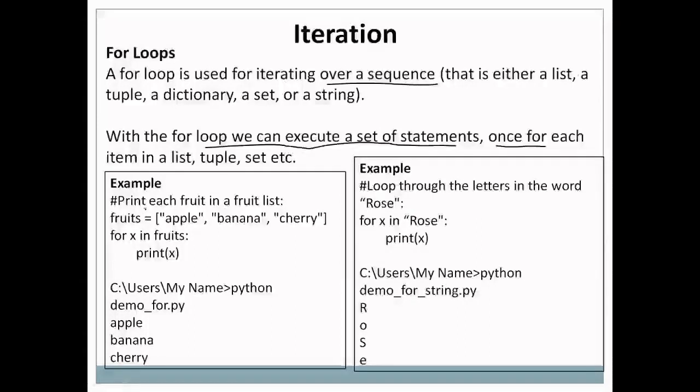Now look at this example. In the first example, we have a variable, fruits, or you can say an object fruits, equal to, in square brackets, the first value apple, second banana, and third cherry. So this fruits is a list which consists of the elements apple, banana, and cherry. It stores three values.